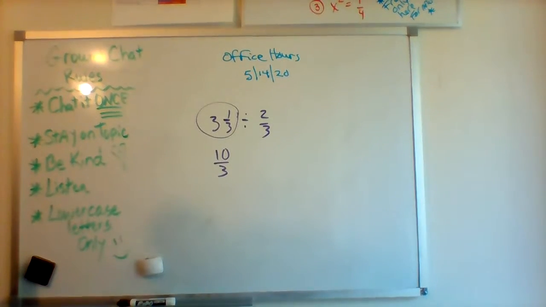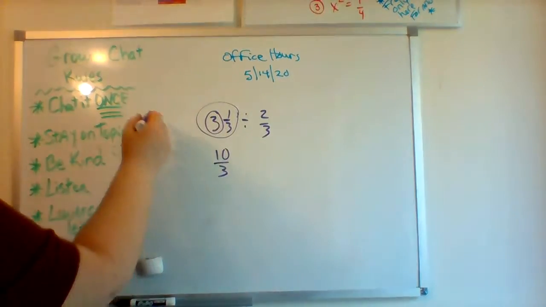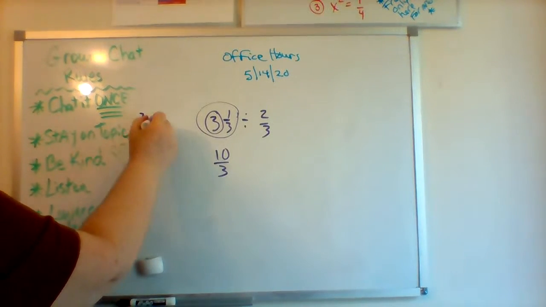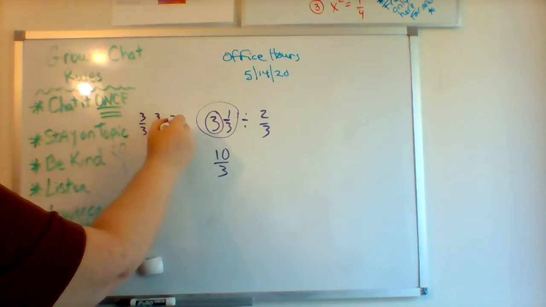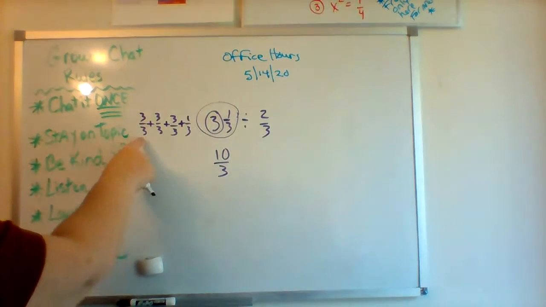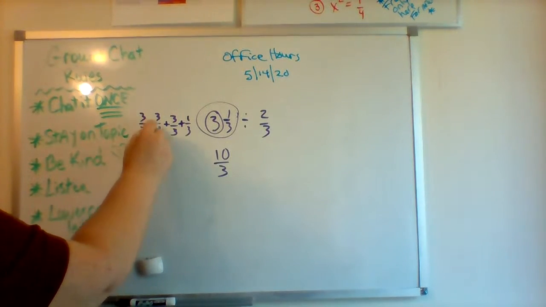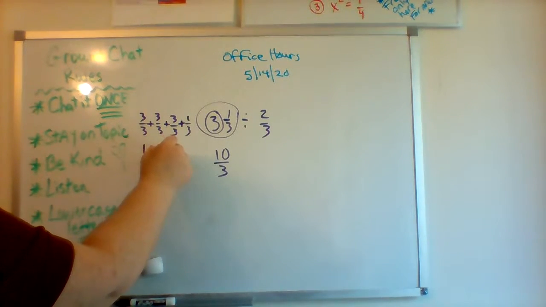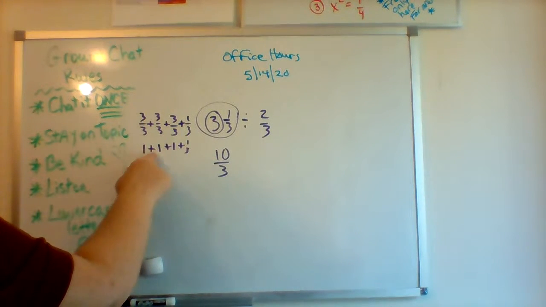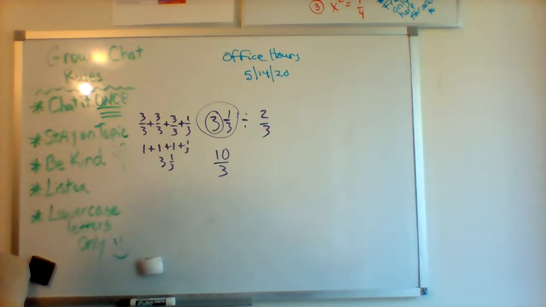Do you know why, Alex? This number means that I have 3 out of 3, 3 out of 3, and 3 out of 3. But then I also have this fraction. So you know that 3 out of 3 is 1 whole, 1 whole, 1 whole, and a third. 1, 2, 3, and a third. Not 3/3.